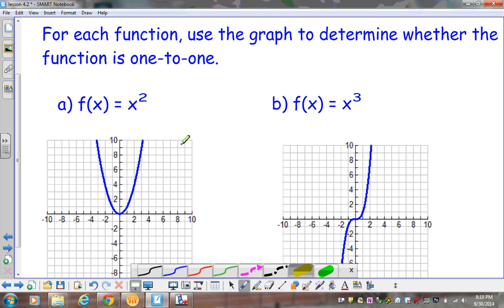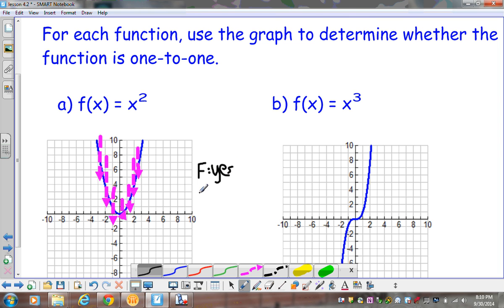So first, let's see if it is, in fact, a function. Let's take this first one. If I drew a vertical line here, here, here, every single one of these lines is only crossing my graph one time. Therefore, yes, it's a function. Again, that's the first important thing: it's got to be a function first of all.